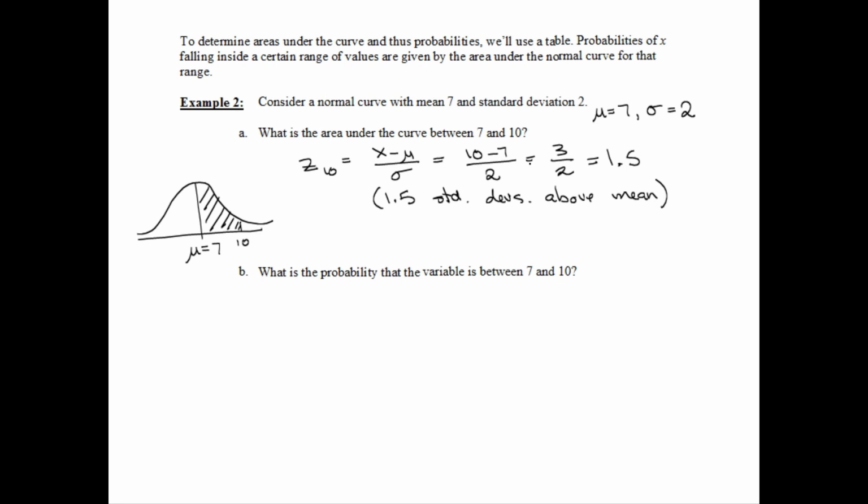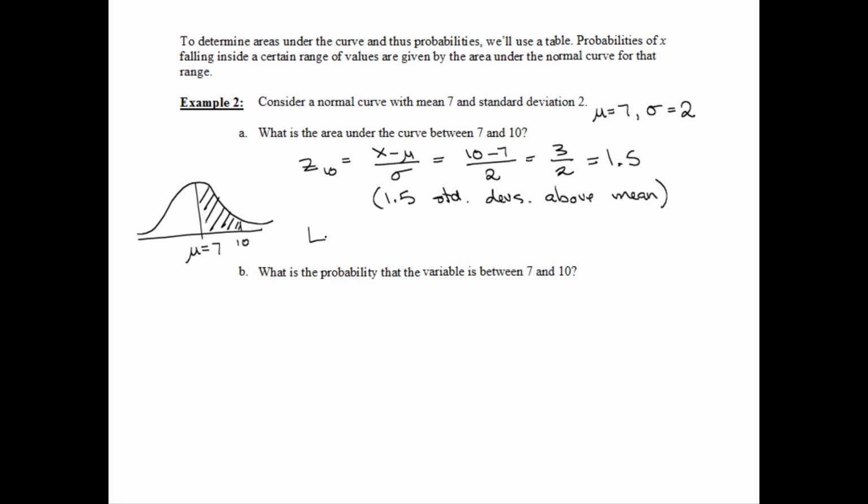Our z-scores do not always work out to be integers or halves of standard deviations like this. It's not always just 1 or 1.5 or 2 or 2.5. But make sure that you remember that when you calculate the z-score, that number actually means something. That means the number of standard deviations above the mean.